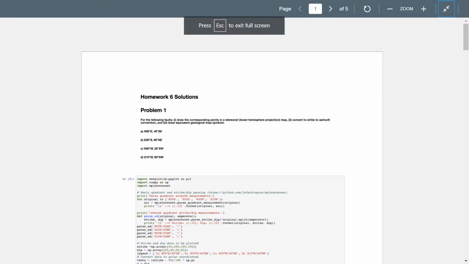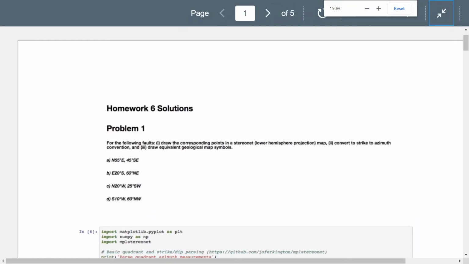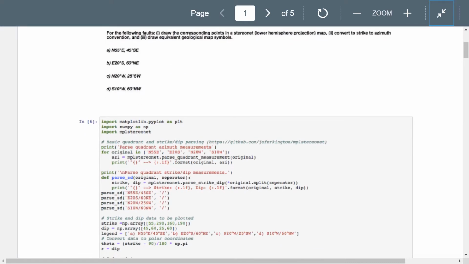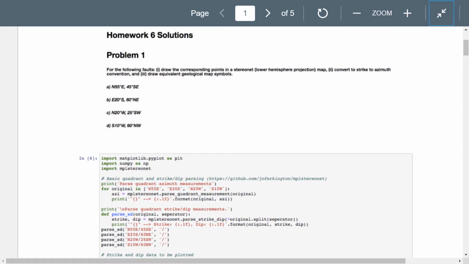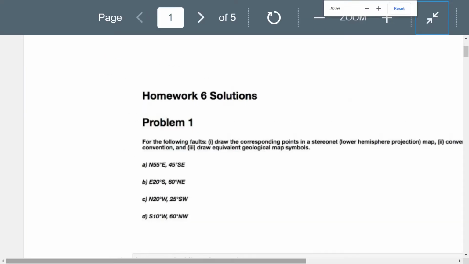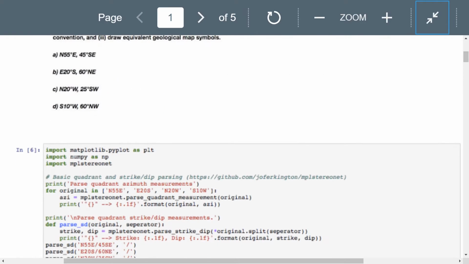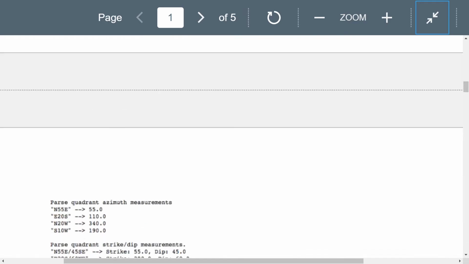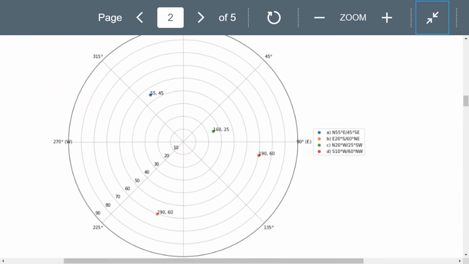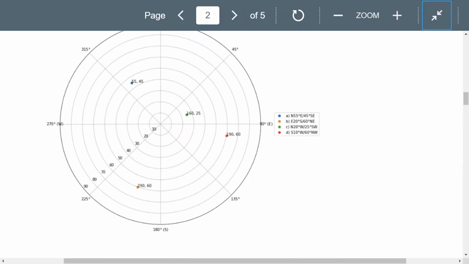All right. So the first problem is about stereo nets. In that stereo net, what you have to do is to find what is the point that represents each of these faults with a given strike and a given dip. And here's the solution. Are you guys comfortable with stereo nets?